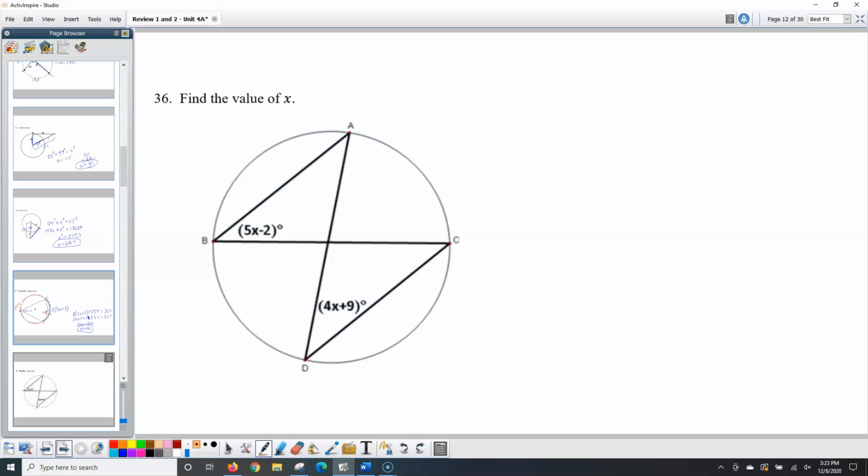All right, got to find the value of x here. These are both inscribed angles. They both open up to that arc. That means that their measures will be equal. Like if this said 20 degrees, then this arc would be 40, and I'd divide by 2, and that would be 20 as well. So our measures are going to be equal here. Solving for x, I'm going to say 5x minus 2 equals 4x plus 9. That would be x equals 11.